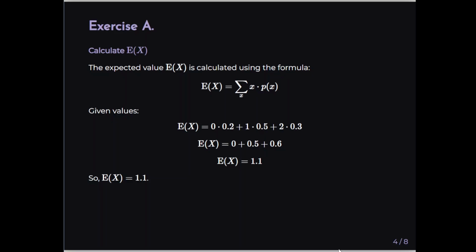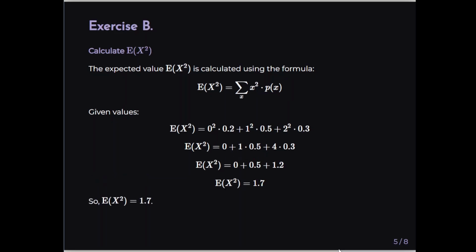So for 0, the probability of that is 0.2. So 0 times 0.2 is 0. 1 times 0.5, that's 0.5, and 2 times 0.3, that is 0.6. So the expected value of x is 0 plus 0.5 plus 0.6, which is 1.1. So the expected value of x is 1.1. Just as a quick remark, the first of those three equation lines has a little dot there. That's just a multiplication sign. It's a little bit more discreet than using the x. Okay, but that's just what it is.